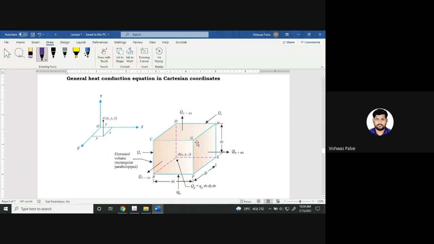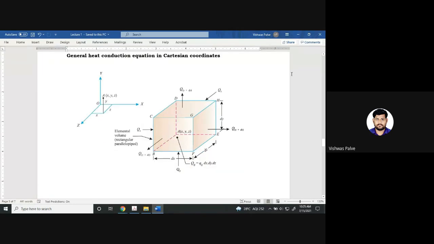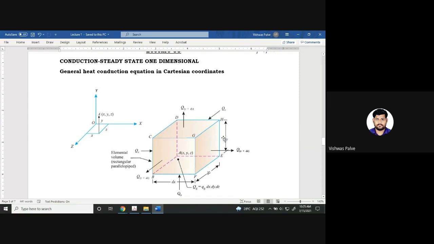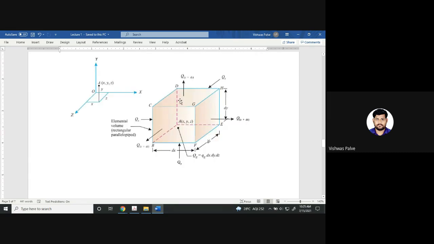So we are going to consider deriving a general heat conduction equation. This equation is called the general heat conduction equation in Cartesian coordinates. With the help of this equation, we are going to solve numericals on the plane wall, and we are going to derive equations for the plane as well as the composite wall. This is a basic equation from which we are going to find out how much heat is transferred from a defined body.